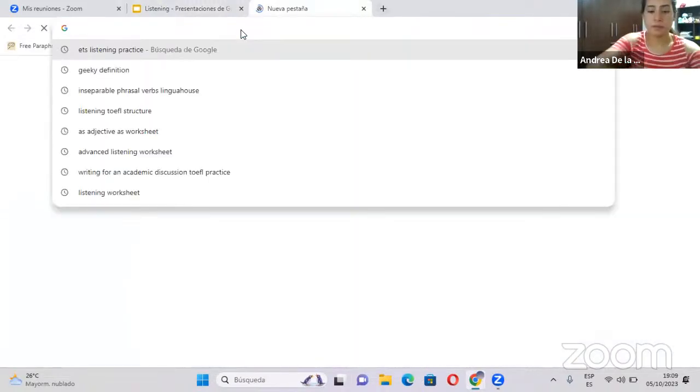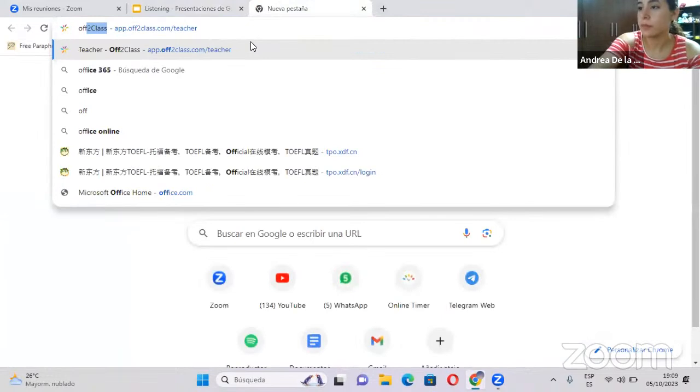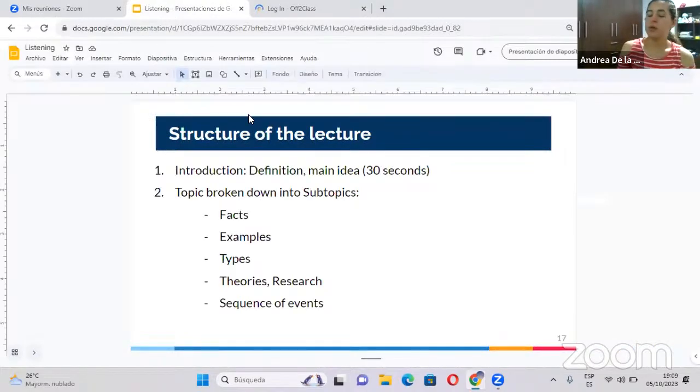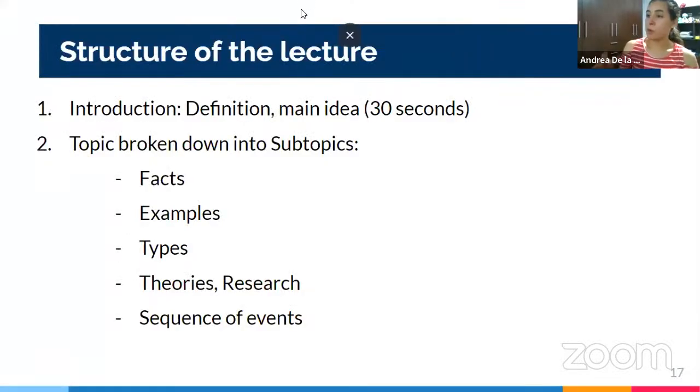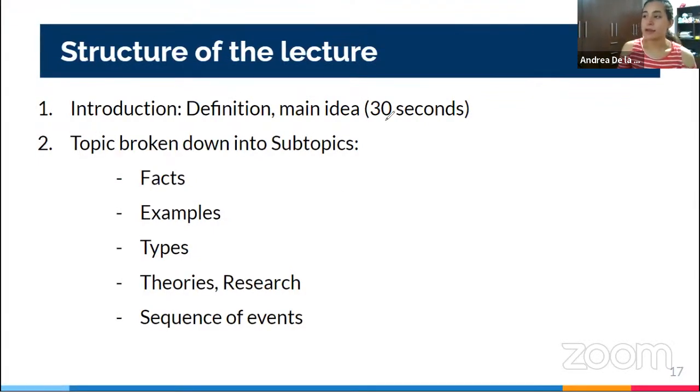Let me see, there was one presentation we had. Okay. So these lectures are always going to be broken down in a way. In the beginning of the lecture, during the first, let's say, 30 seconds of it, you will hear a short introduction to the topic, where you will find the most important ideas, the main ideas of the lecture. You need to pay close attention during those 30 seconds, because I'd say that's key in order to answer most of the questions.